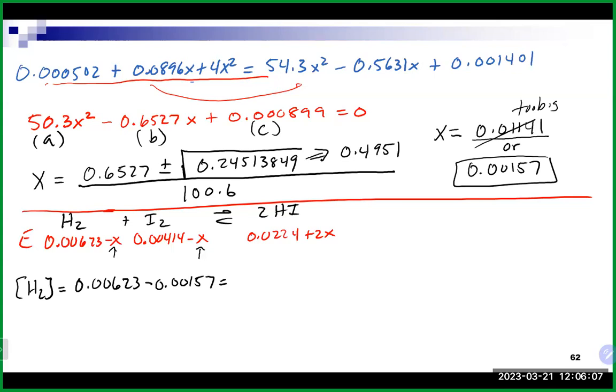0.00623 minus 0.00157 gets us something like 0.00466, and this is molarity there for our H2. For our I2, it will be 0.00414 minus X.